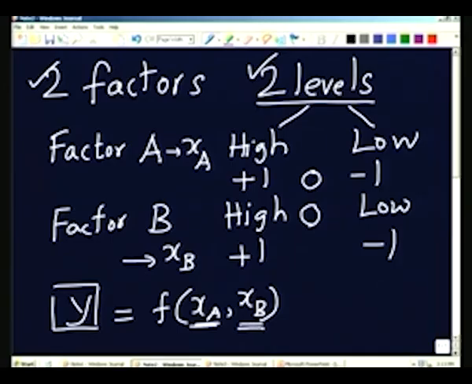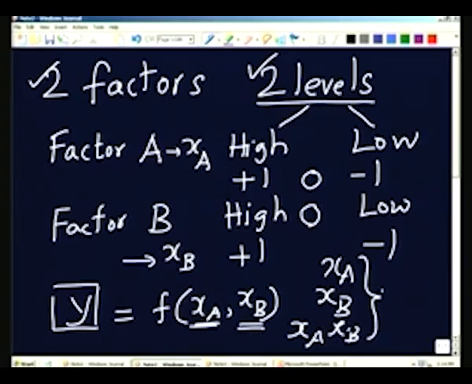And as I was explaining earlier, it may be directly xA, xB, called main effects, or it could be through cross effects. That means the product of xA and xB can also influence the outcome of the experiment. Therefore, we have 3: xA, xB, and the product xA xB. These are the 3 effects we are going to be interested in.